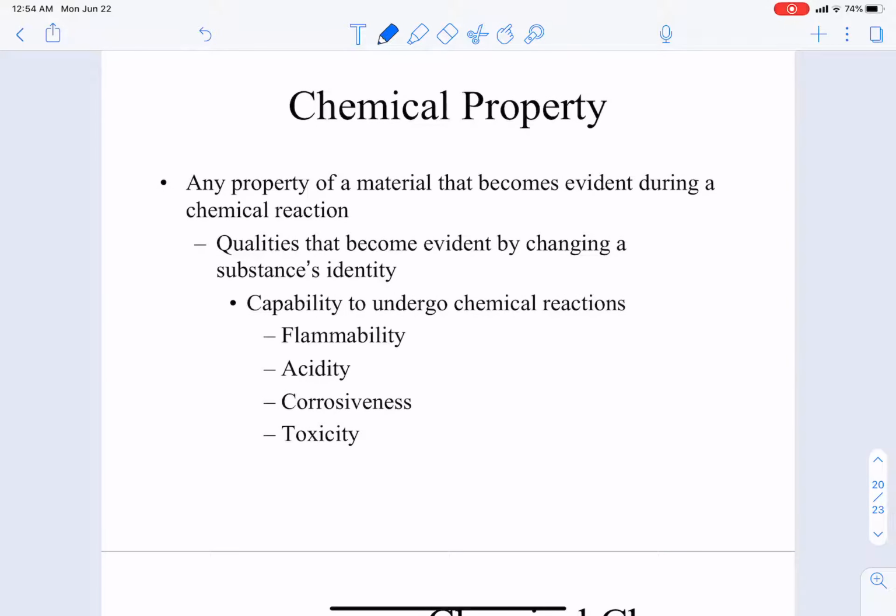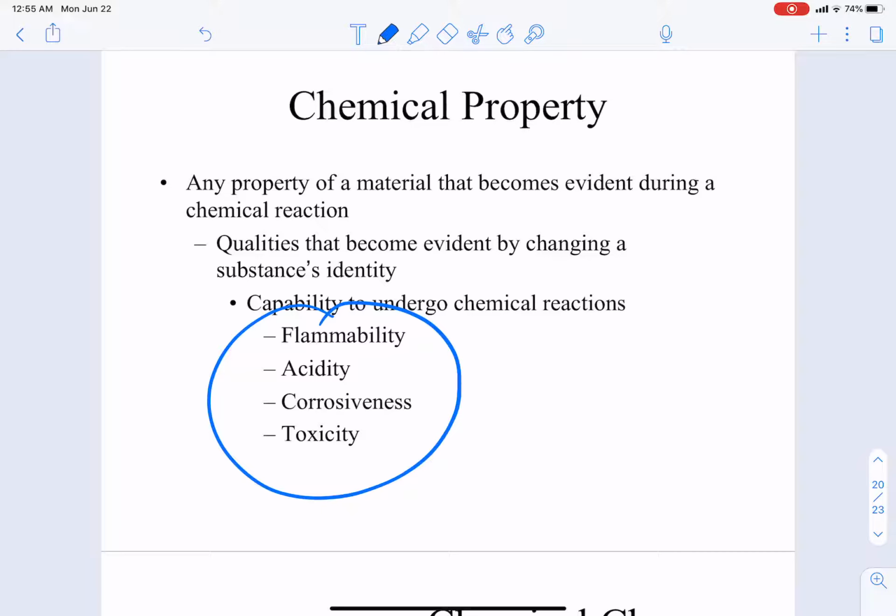And that brings us to chemical properties. So a chemical property is a property of a substance that becomes evident when you have a chemical reaction. So you have a different substance when you finish the chemical change, which is also called a reaction, than you had when you started. And these chemical properties, a few of them are down here. We've got flammability, acidity, corrosiveness, and toxicity.